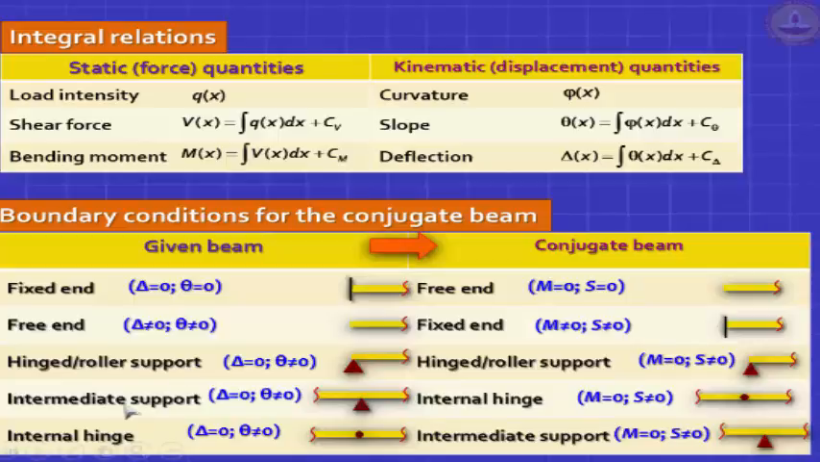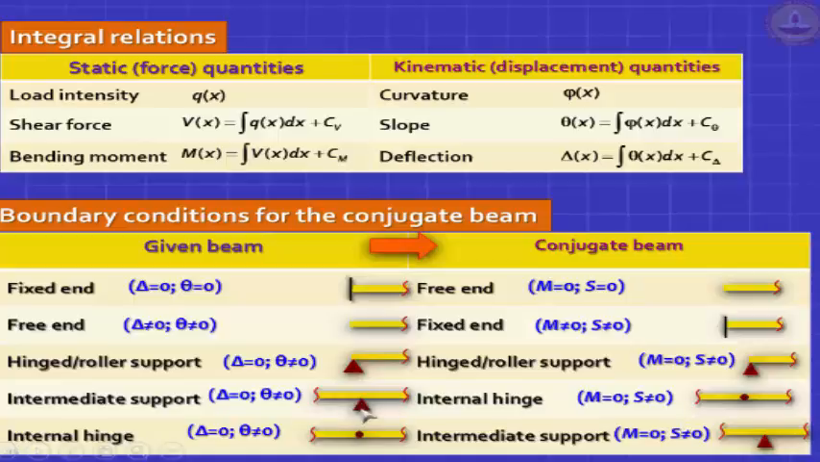If you have an intermediate support in a continuous beam like a two-span beam, here it cannot deflect, or deflection is 0, which means in the conjugate beam moment is 0. Moment is 0 is guaranteed only if you have an internal hinge, right? Similarly, this is going to have a slope, generally a non-zero slope. That means shear force should not be 0. Here also shear force. Remember the child parent example, some shear is transmitted from the child to the parent.